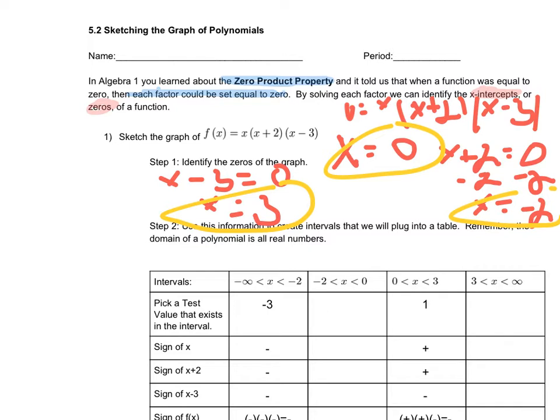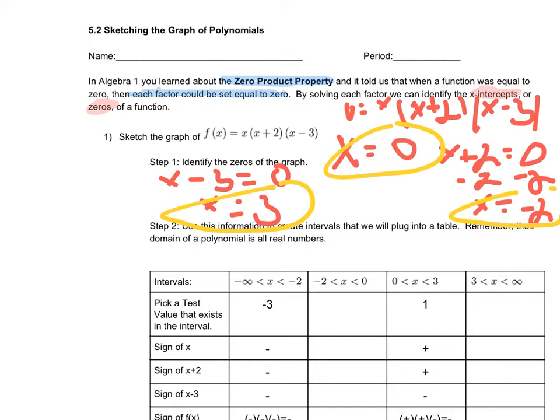Now remember, all polynomials have a domain of all real numbers. If you remember back to your Explore in 5.2, the domain of every single polynomial you did was all real numbers, negative infinity to infinity. So we're actually going to break up this domain into smaller pieces, because each time it crosses the x-axis, it could change from positive to negative or negative to positive. And by determining what sign it is in each of those intervals, we'll be able to determine what the graph should look like.